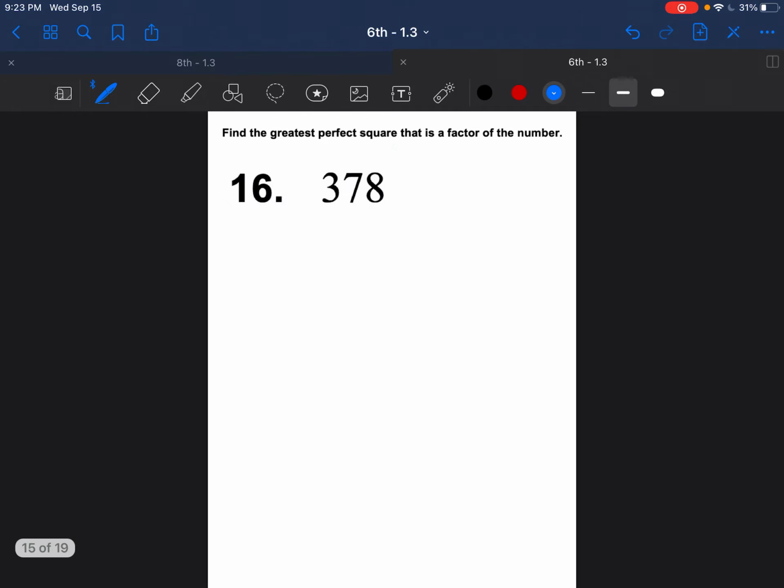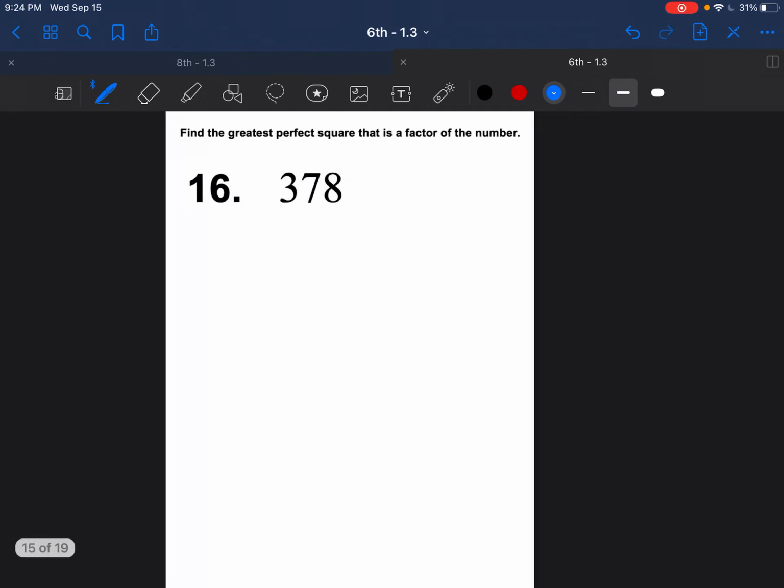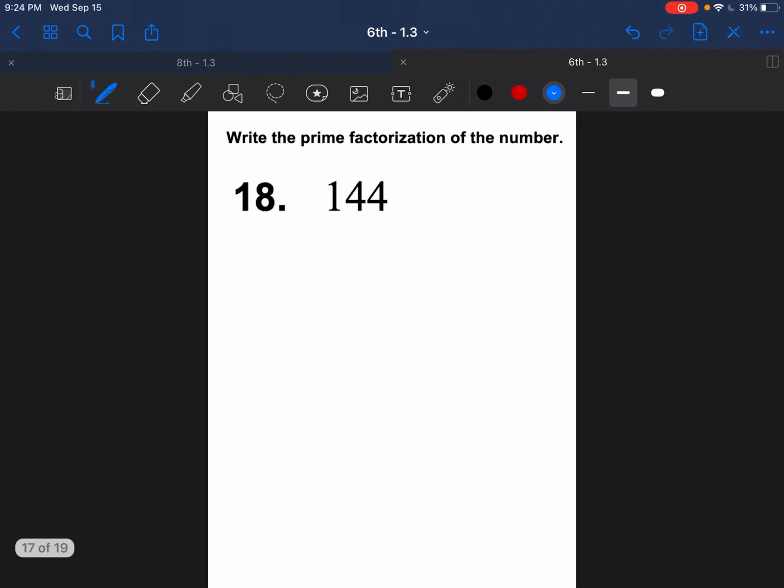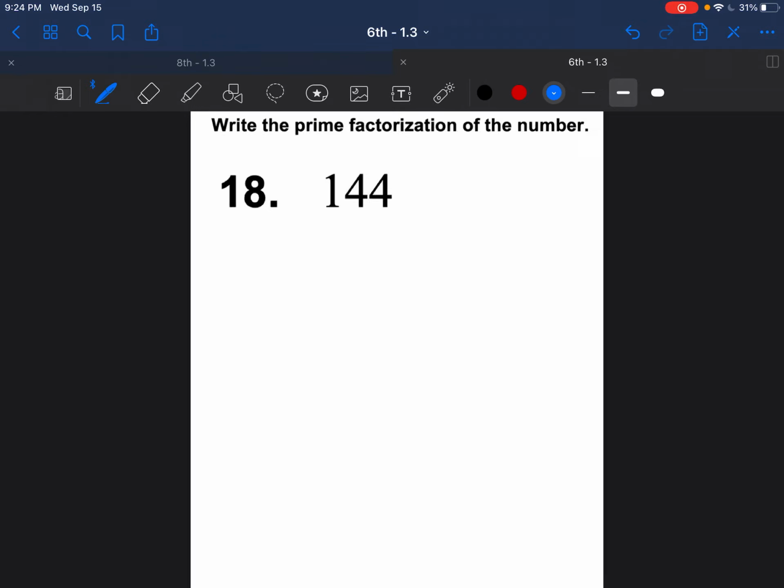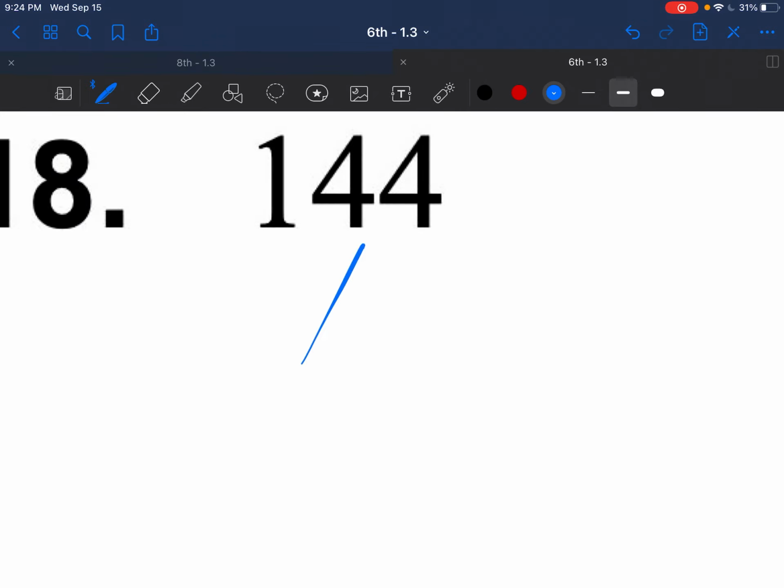Alright. We'll skip that one. We'll skip that one as well. Alright, let's do number 18. Let's do this one in prime factorization. So let's do this. What two numbers will give us 144? That's going to be 12 times 12. I hope you guys knew that. 12 times 12 should give you 144.